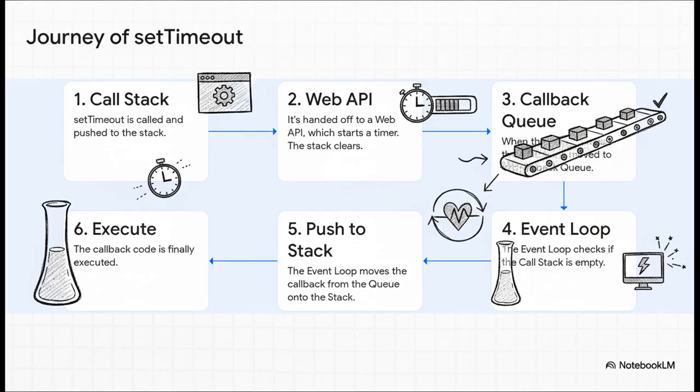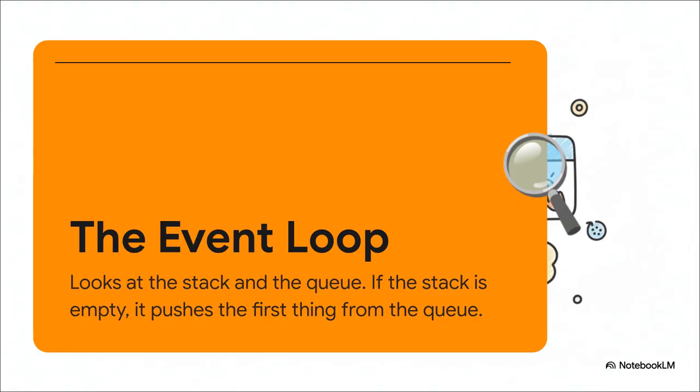Now, once the timer finishes, the web API doesn't just jam the function back onto the stack. Nope. It places that completed callback function into the callback queue, where it has to wait in line. And this is where our star player, the event loop, comes in.